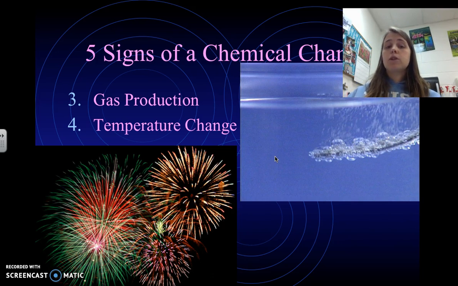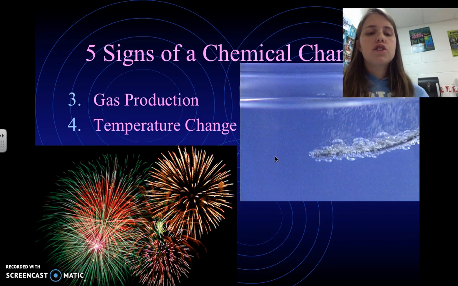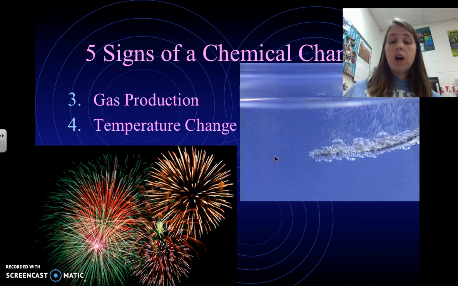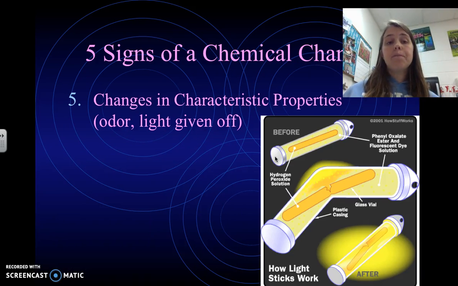So other signs of chemical change would be gas production. Whenever you see bubbles rising to the top, that might be a sign of gas production, which would be a chemical change. Or temperature change. Obviously you go from having fireworks, which are room temperature, and then you light fire to them, and they change temperature. They obviously get really hot in order to explode and become rockets and blast off like that. Those are the signs of chemical change.